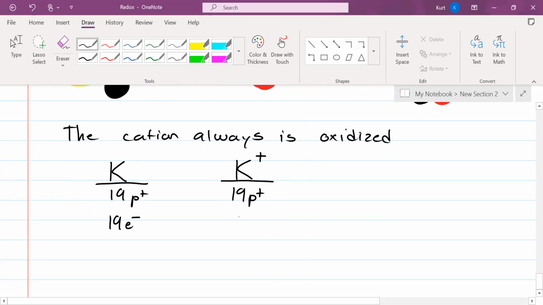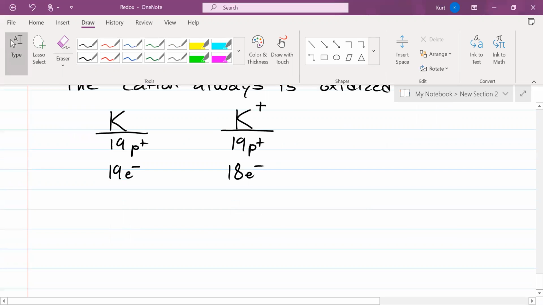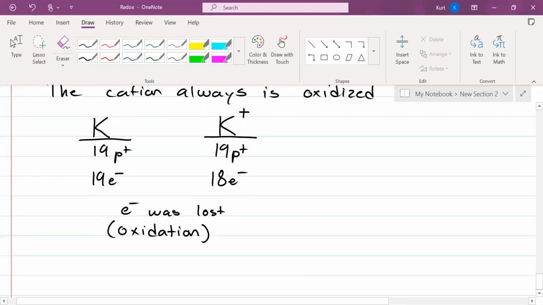Only a few people said that. This is always something pretty tricky for your brains to try to grasp. I want you to repeat after me. The proton number does not change. So if the proton number doesn't change and its charge is positive 1, what must the electron number be? 18. It went down 1. So did potassium lose an electron or gain an electron? An electron was lost. This is what oxidation is all about. Well, you can't have one without the other.